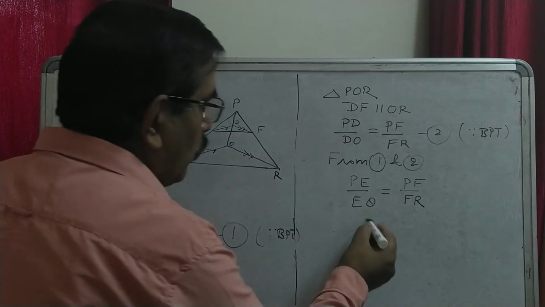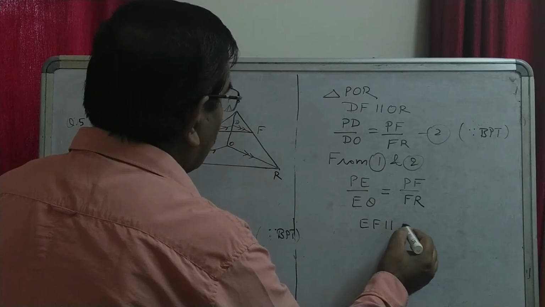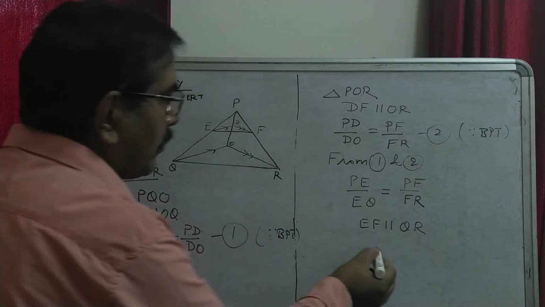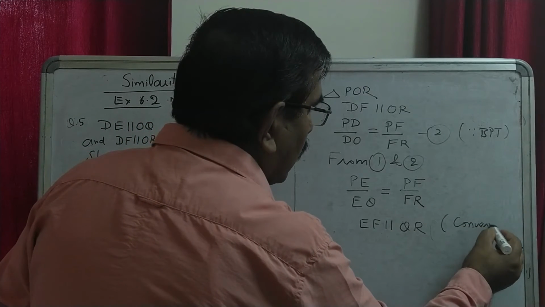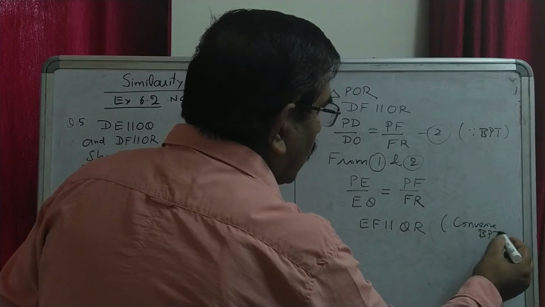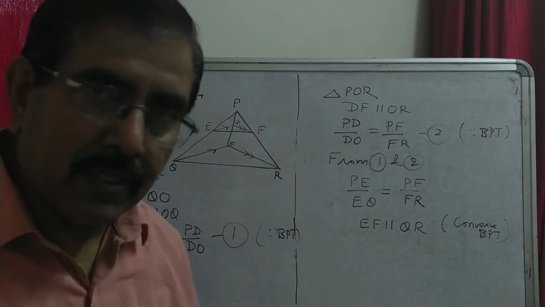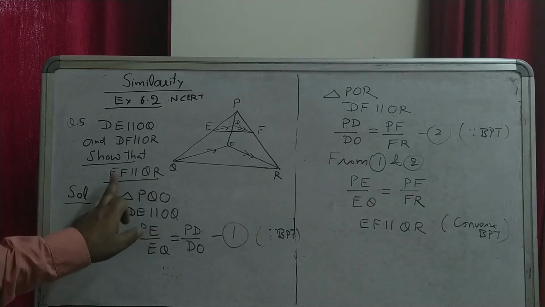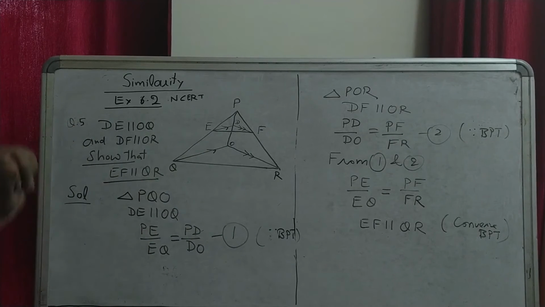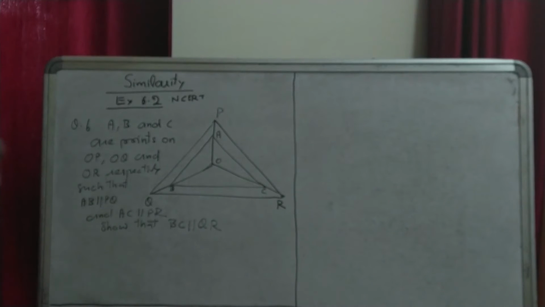Now what does it mean? It means EF is parallel to QR. Now from where have I written this result? This is converse BPT. This is due to the second theorem, that is the converse of the basic proportionality theorem. We get EF is parallel to QR. So this is the result we have to prove in this question. Okay, children, this is your question number 5. So let us start now with question number 6, children.